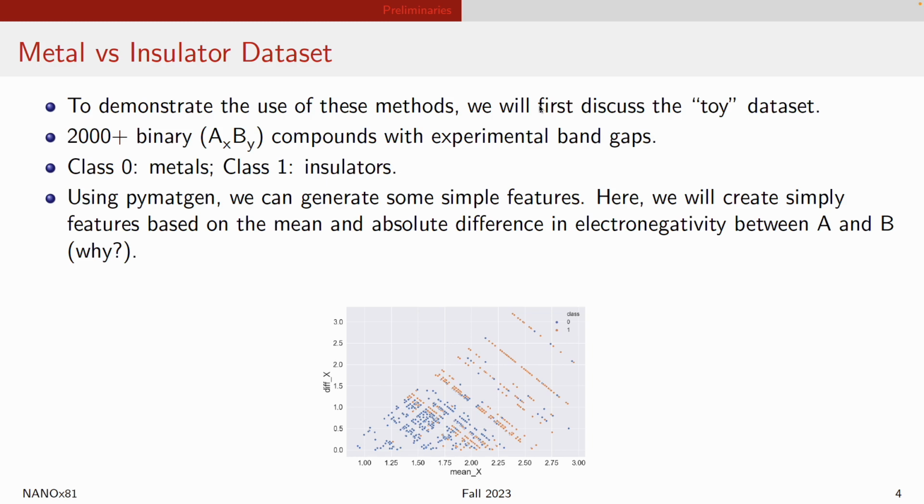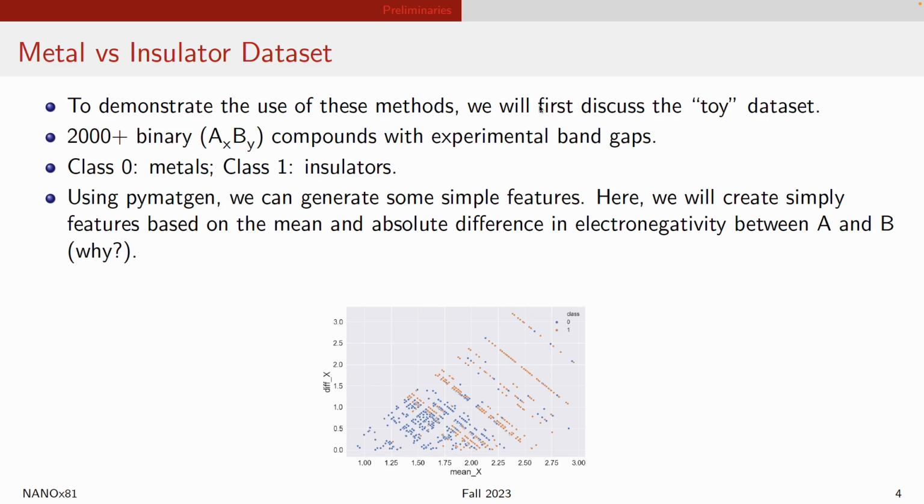Now, if you plot the data across these two features, this is basically what you get. You will notice that quite clearly there is a separation, right? You see that most of the orange dots, which are basically your insulators, lie somewhere on the top right corner of your plot, and the metals actually lie on the bottom left of your plot.